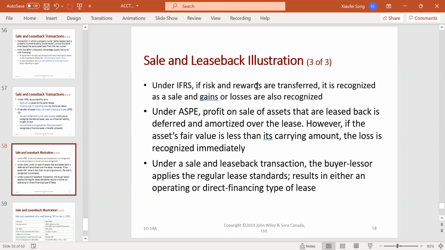Only if the risks and rewards are transferred can you recognize it under IFRS as a sale and recognize gains and losses. The difference between that and the other standard is that even if the risk and reward transfer criteria are met, if you have a gain, that gain would be deferred and amortized over the term of the lease. However, if there is a loss, you recognize the loss right away.